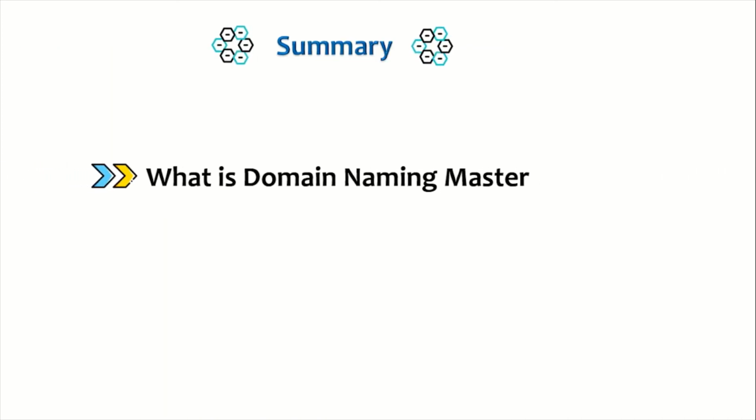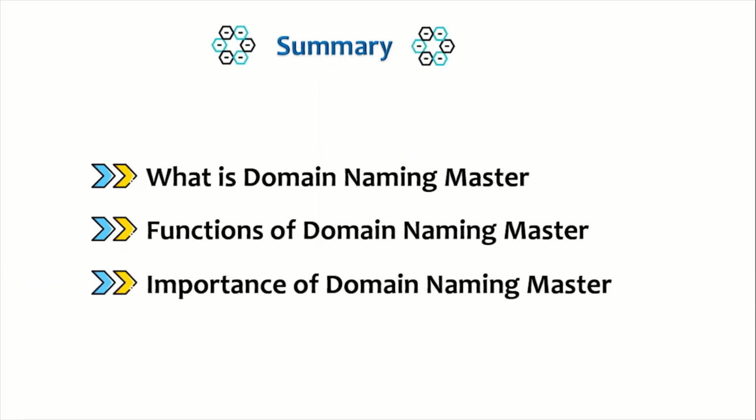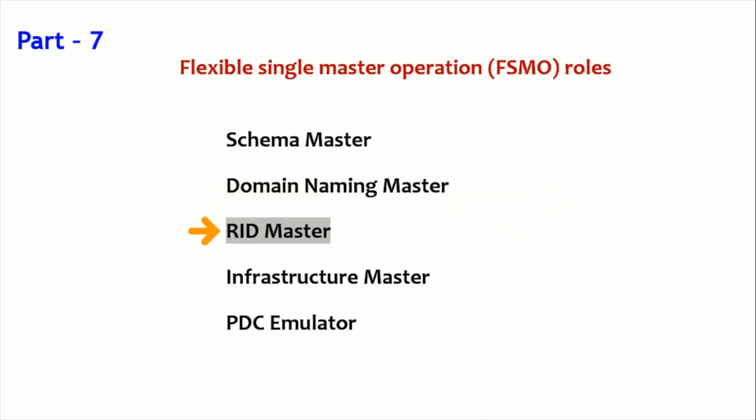So let's go to the summary. We have understood what a domain naming master is, and we have also understood the functions of the domain naming master. And of course, we have understood the importance as well, why we require a single domain naming master per forest. This is the end of part 6. Hope you have enjoyed today's session as well. And in our next session, we will be taking a look at the next FSMO role, that is the RID master.